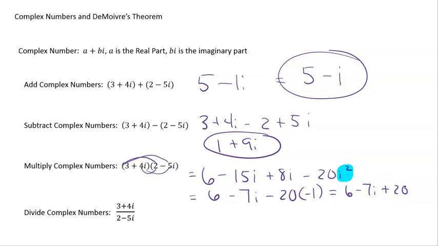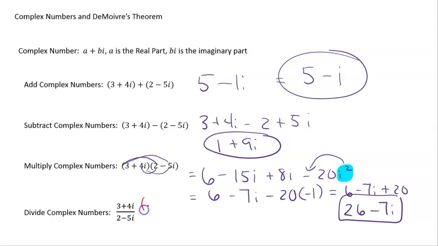Most of us, when we see an i squared, we really just know that we're going to change this operation right here. So minus turns into plus, and you drop the i squared. Finally, the real part, 6 plus 20 is 26 minus 7i, is the final answer, again, in that standard form for a complex number. Now, the worst of this, and it's still not bad, is division of complex numbers. How do you do that?